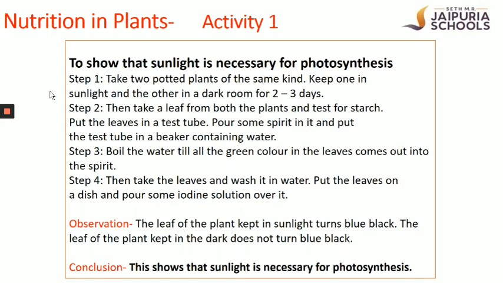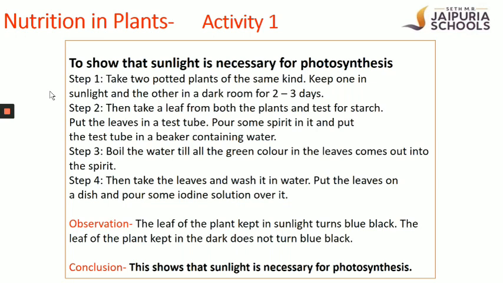Step 4. Then take the leaves and wash them in water. Put the leaves on a dish and pour some iodine solution over it. Observation. What you will see: the leaf of the plant kept in sunlight turns blue-black. The leaf of the plant kept in the dark does not turn blue-black.